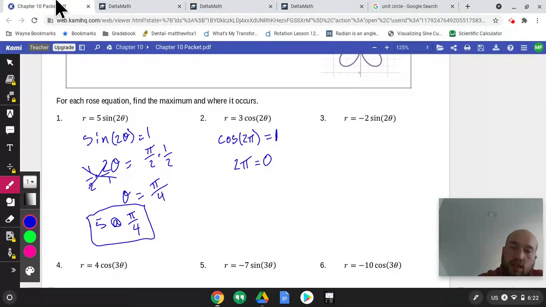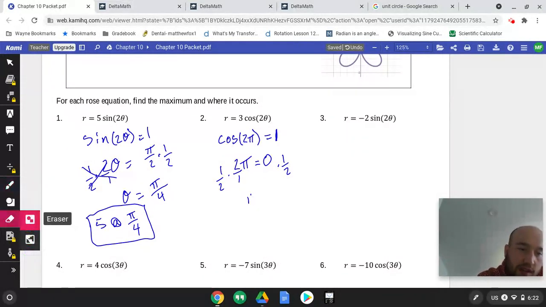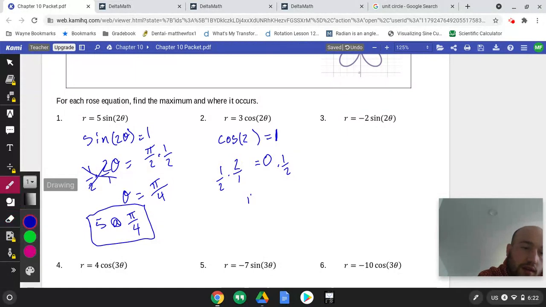So all we got to do then, once again, times by 1/2, 0 times 1/2, and we will get, oops, man, all sorts of mistakes. That's not pi, that's supposed to be theta. I'm being sloppy, I'm sorry. Okay, so we will get theta equals 0.